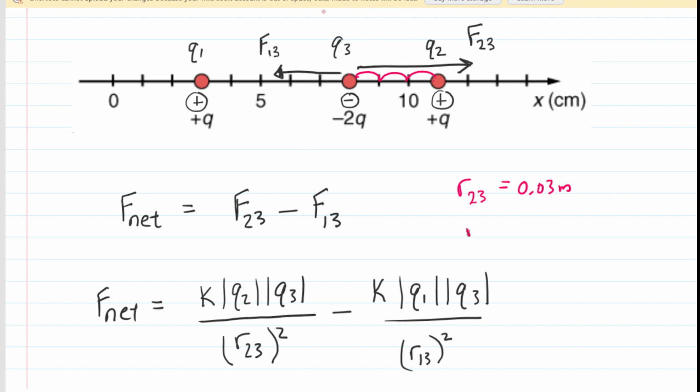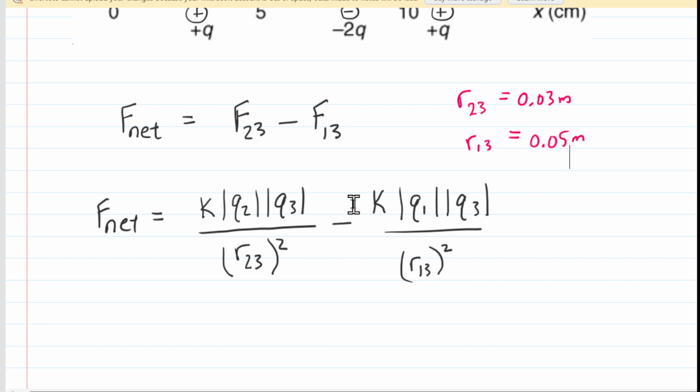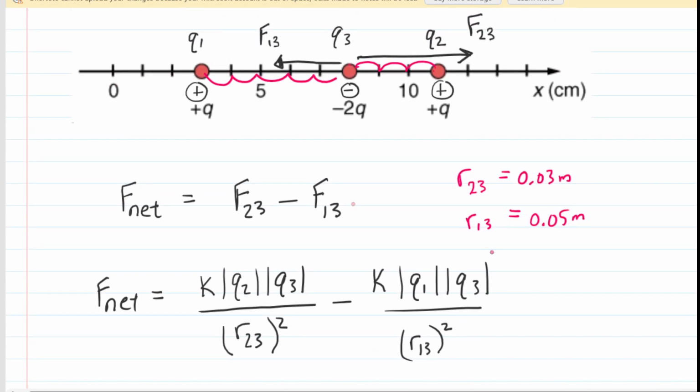Similarly, we're going to find the distance between charges 1 and 3. And we just count the tick marks. So it's going to be 1, 2, 3, 4, 5 tick marks. That's 5 centimeters or 0.05 meters. So we're going to now begin plugging in the values. Let's take a look at some others.